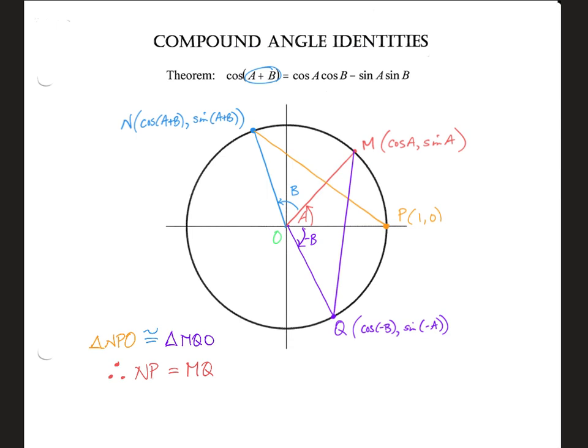Okay, I'm going to jump onto a separate screen. You already have this diagram. So what we're going to do is take that statement of NP having to equal MQ, and run with it. Okay, here we go. If I know that NP is equal to MQ, then I can create the lengths of line segments.